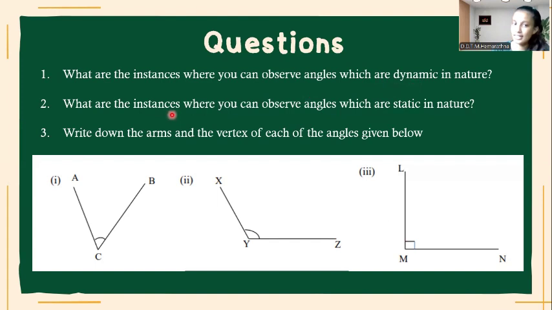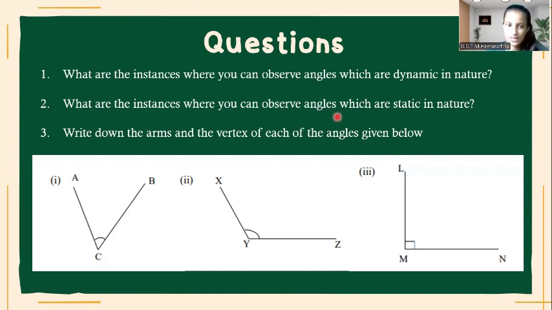What are the instances where you can observe angles which are static in nature? Static means they are stable, they do not change. Can you remember the edge of a book? The angle at the edge of the book does not change with time. So it is an example of an angle with a static nature.